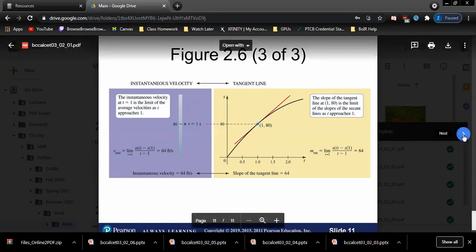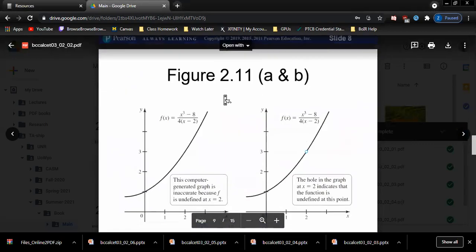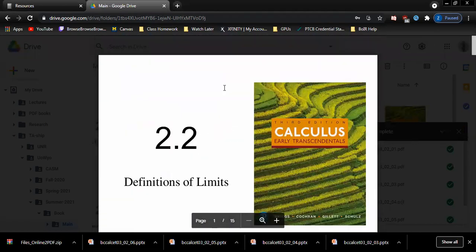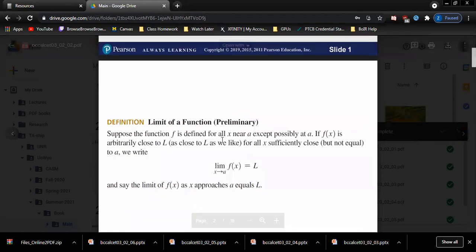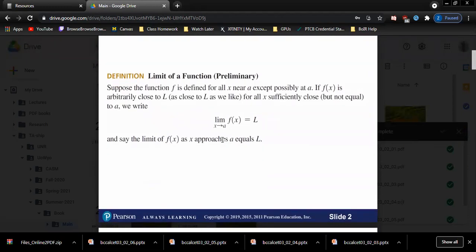And this is the next thing I'll actually do. Go to the next slide. Yeah, definition of limit. Okay, we'll start with this.